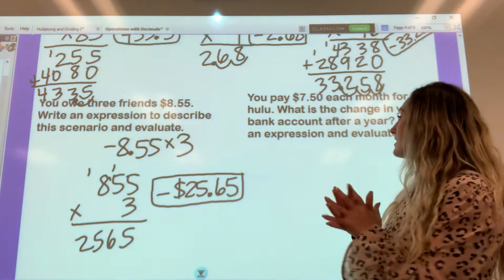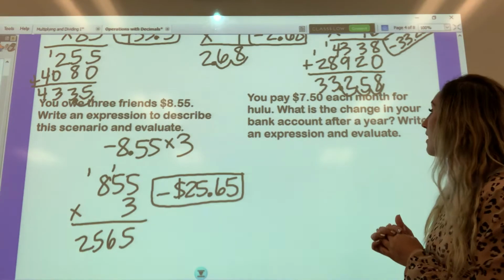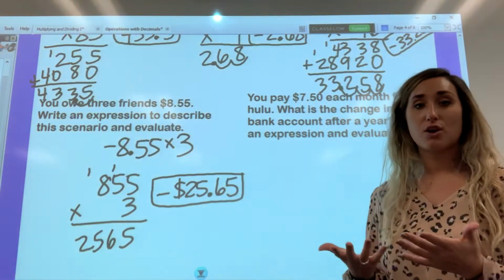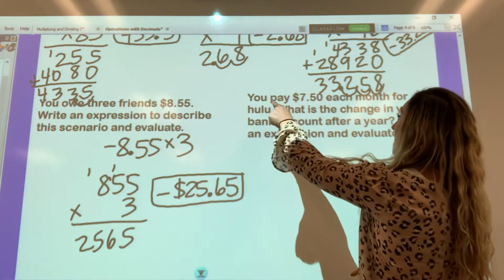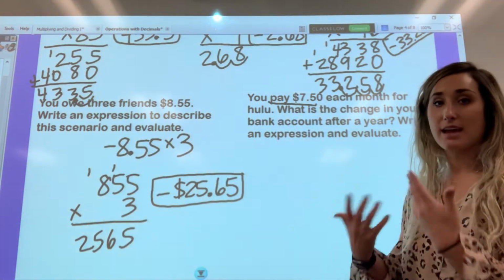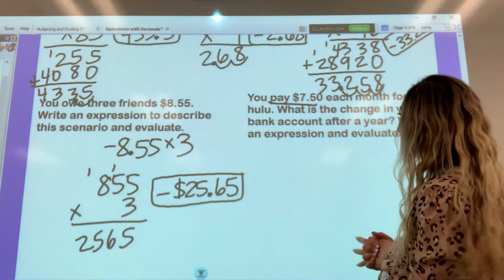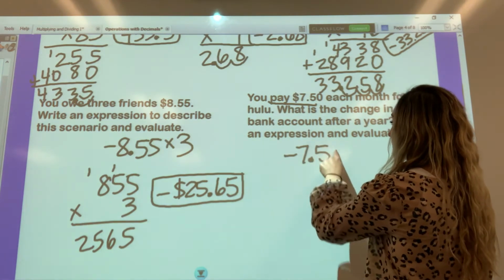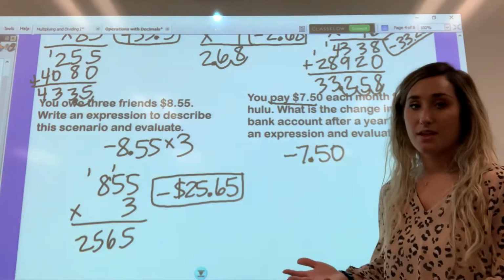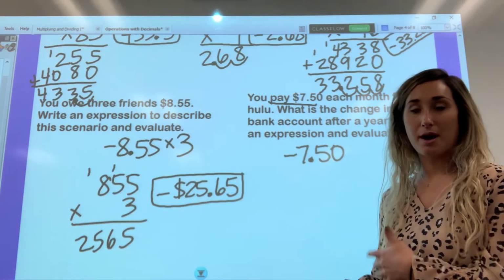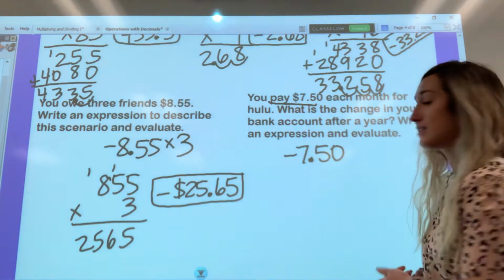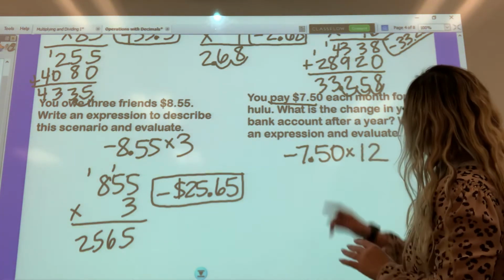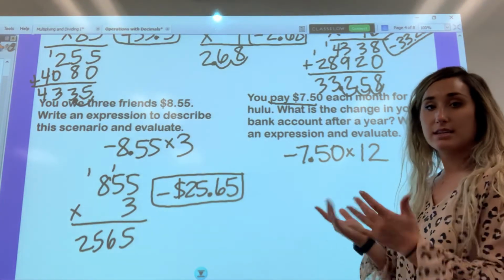All right, and then this last one, you pay $7.50 each month for Hulu. What is the change in your bank account after a year? So starting by writing an expression, if we pay $7.50, again, that can be represented with negative amount. So that's negative $7.50 each month. We want to figure out how many in a year. Well, how many months are in a year? 12. So times 12. So this is the expression that could represent it. Let's solve it.